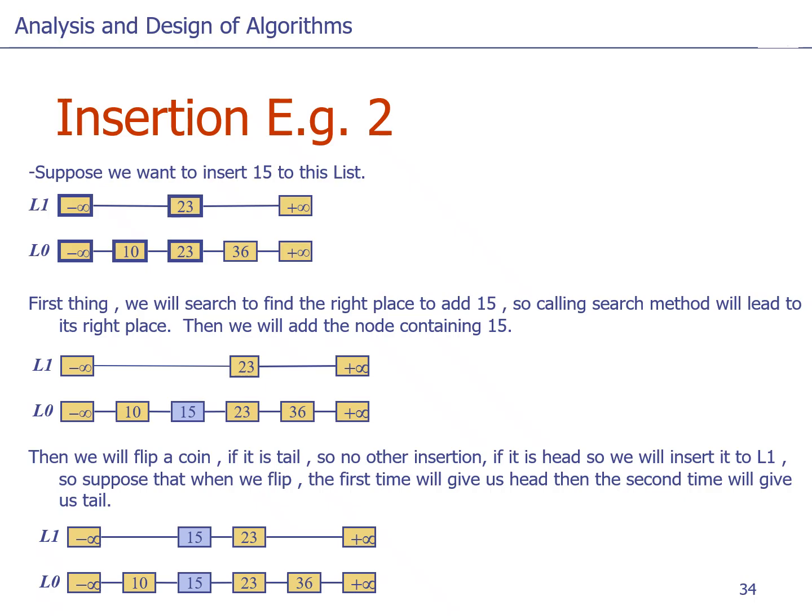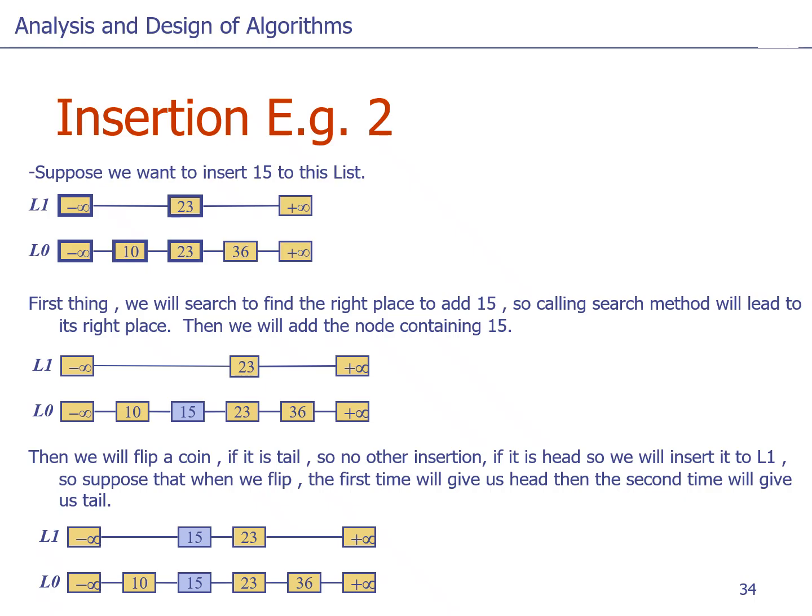I will always start with the top layer, which is layer 1 now, and I will ask, is 15 greater than minus infinity? Yes. So will I move forward to 23? No. If I'm standing on minus infinity and I have 15, I would like to find its right location, as if I'm searching for 15. So 15 is greater than minus infinity, but I don't move right away to the 23.